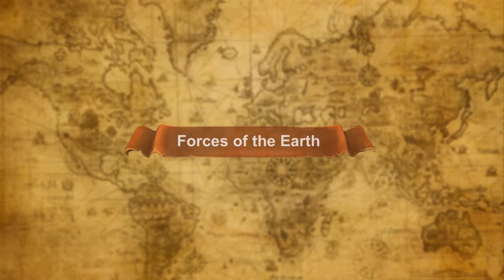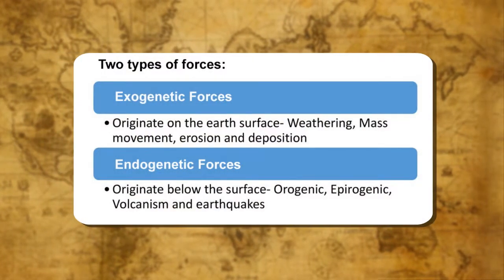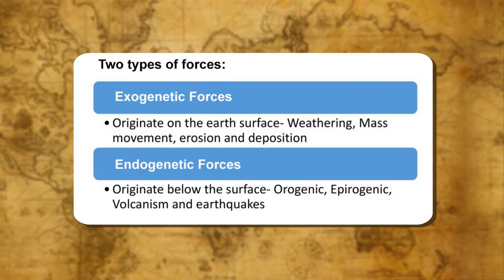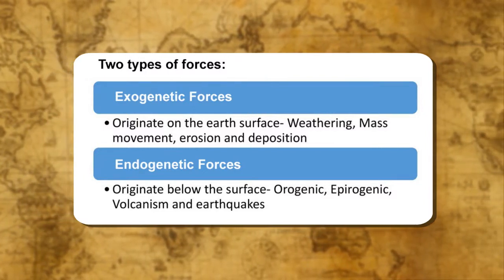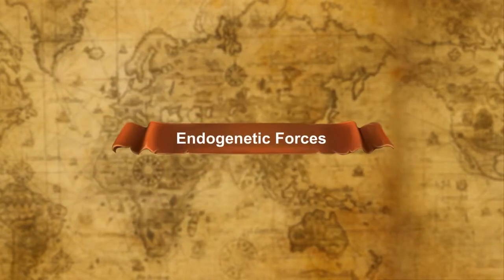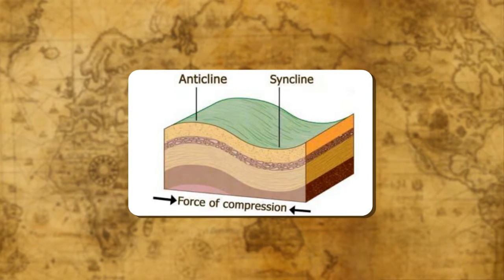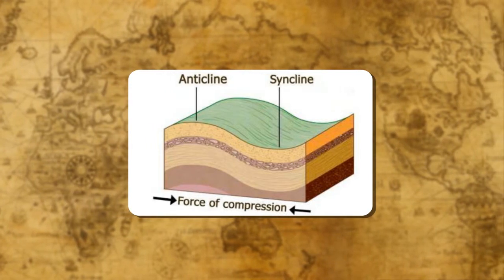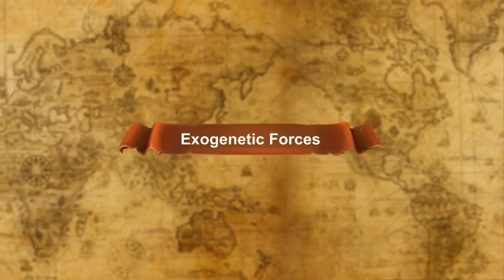Forces of the Earth. There are two types of forces which cause movement in or on the Earth's surface: endogenetic forces and exogenetic forces. Endogenetic forces. The forces which are active inside the Earth are known as endogenetic forces, also called constructional forces.